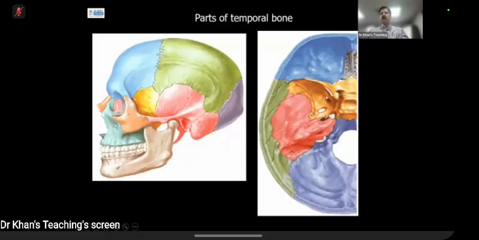This is the lesser wing of the sphenoid, and this is the greater wing of the sphenoid. Again, we'll cover it next time. We are more interested here. So here in the midline, the basisphenoid forms a joint at the clivus, and there is a joint here also. So part of the clivus is made up of the sphenoid bone, and part of it is made up of the occipital bone.